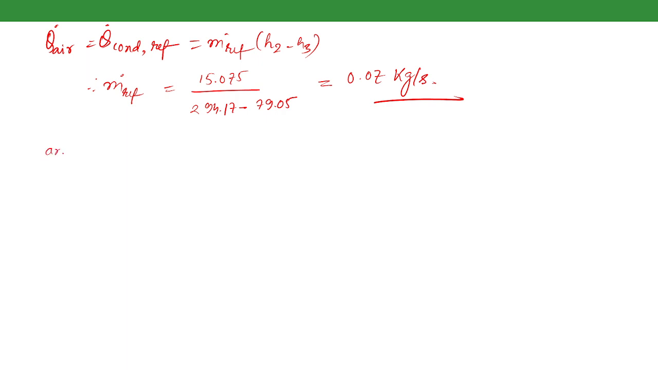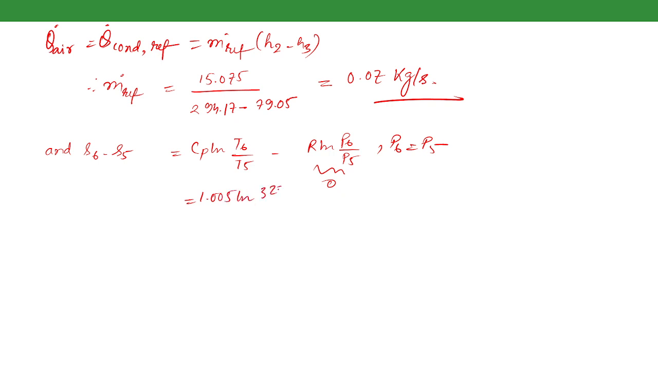And what is the entropy change of air? That is equal to Cp ln of T6 by T5 minus R ln of P6 by P5. But P6 is essentially equal to P5 since there is no change in the pressure of air. So this value becomes 0. So this comes out to be 1.005 ln of 323, that is 50 degrees Celsius, over 293, that is 20 degrees Celsius. So this is 0.098 kilojoule per kg Kelvin. Okay.